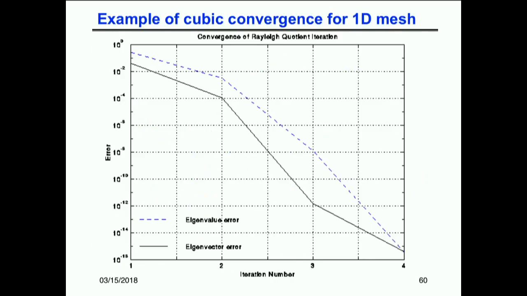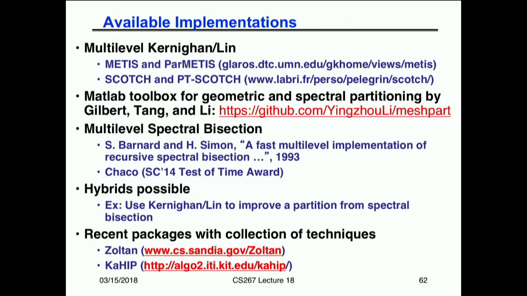But I want to leave you with one important thing, sorry. These are the available implementations that I know of. There are probably more. There are available implementations of Kernighan-Lin that exist in popular software tools, like the geometric and spectral partitioning toolbox. I hope this link is still working, but it's GitHub, so it probably is.